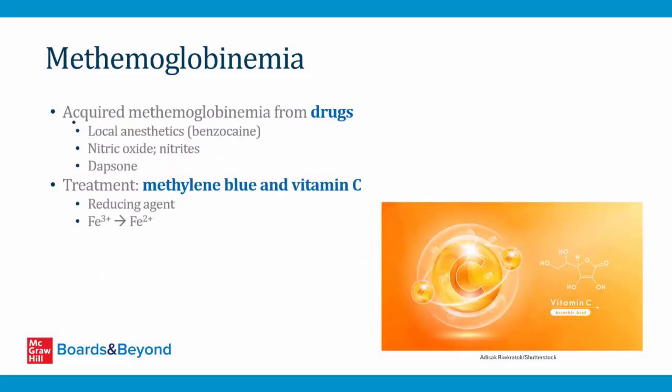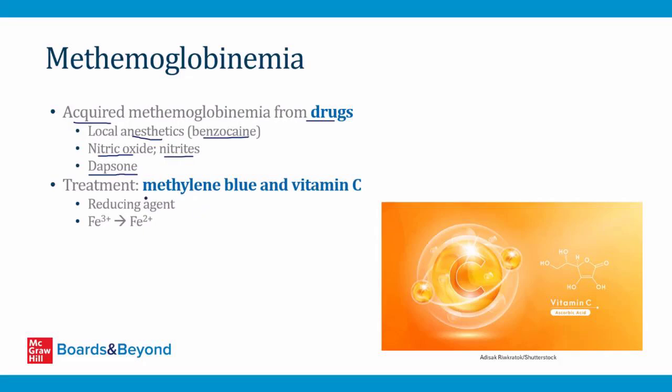Usually methemoglobinemia is acquired because of exposure to certain drugs. So local anesthetics like benzocaine are classic triggers for methemoglobinemia. Also nitric oxide, which is sometimes administered to babies for pulmonary vasodilation in the NICU. Also nitrites, which can be given for a variety of reasons like vasodilation. They can cause methemoglobinemia. And then dapsone is a rarely used antibiotic. It's also been associated with methemoglobinemia.